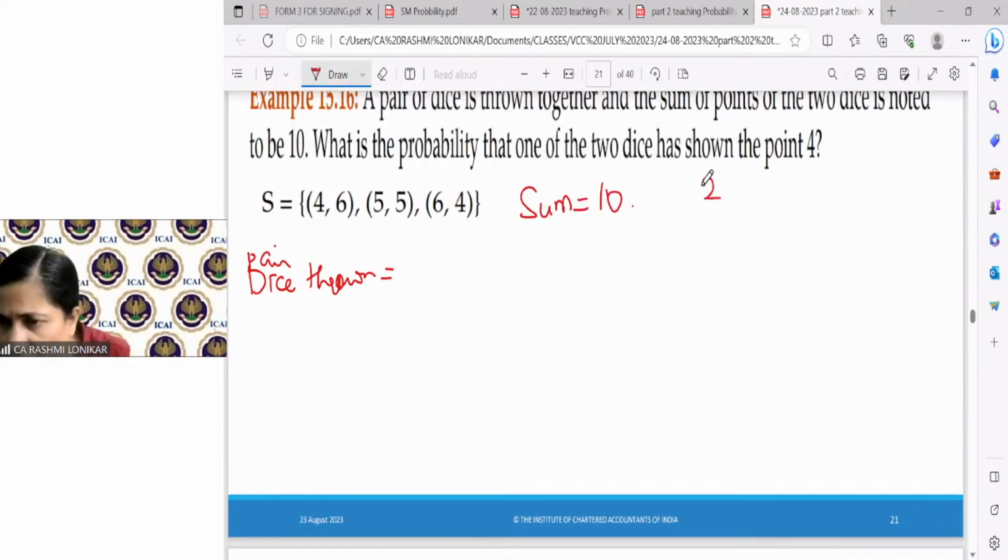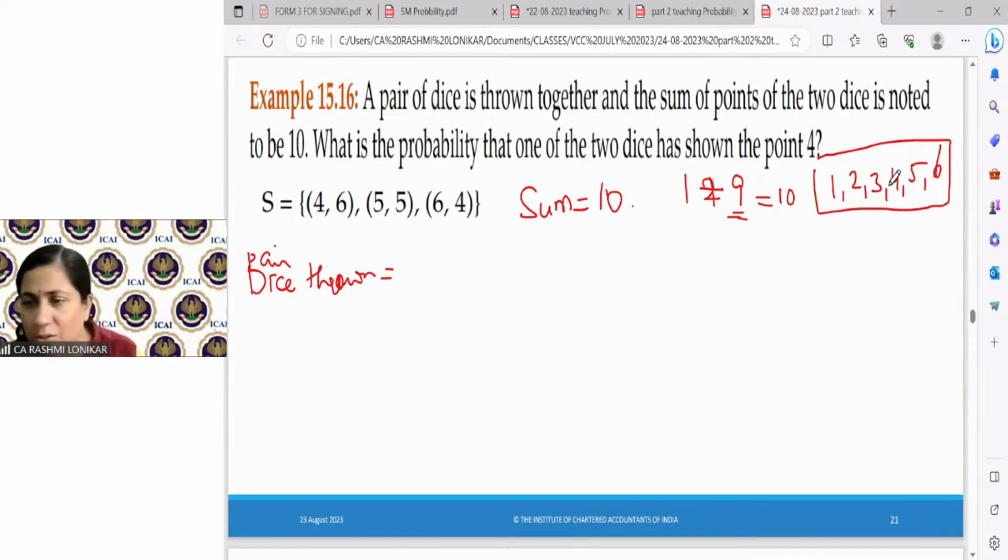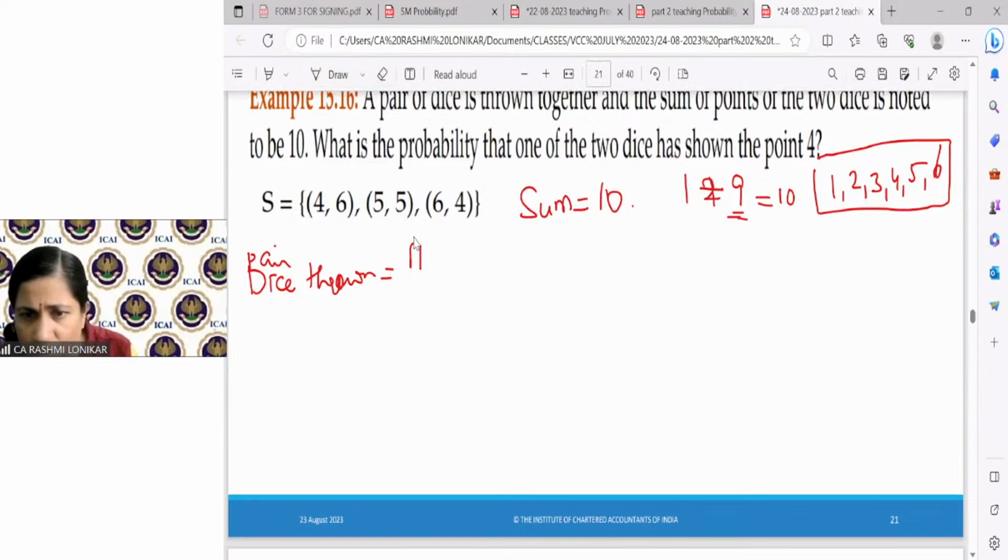Means what? If I have 1 on one die, I should have 9 on the other for it to be 10. Now on a dice you cannot have 9. Dice has numbers 1, 2, 3, 4, 5 and 6. So can I have 1 plus 9 equal to 10? No, because my sample space is maximum up to 6. So that is out of the question. Now let me see. I have to find the pair of numbers which is going to give me this answer.